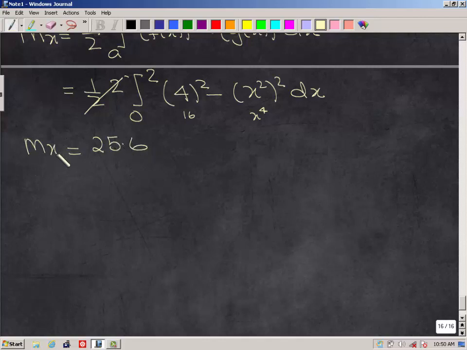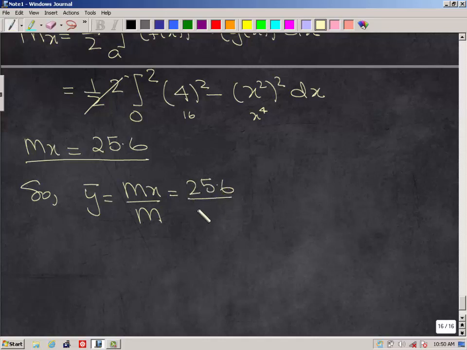That's m sub x. So what is y then? So I'll underline that too. y bar, sorry, is going to be m sub x over m. Okay, so in our case, it's going to be 25.6 over 10.67, which is going to give us 2.4. So my center of mass is going to be x is 0. Remember, from symmetry we knew x bar was 0 and y bar is 2.4.